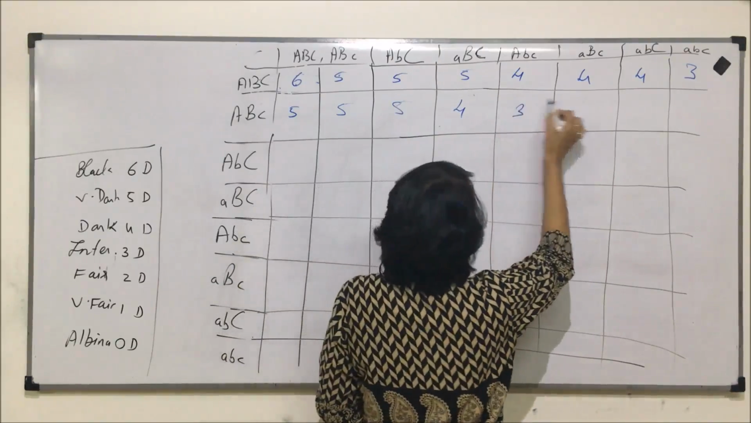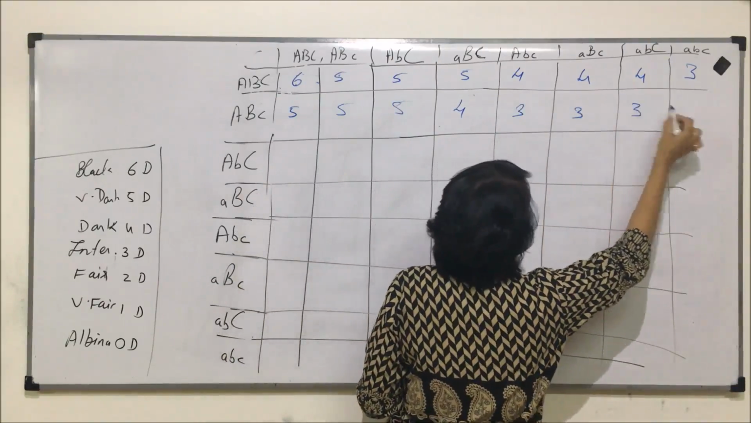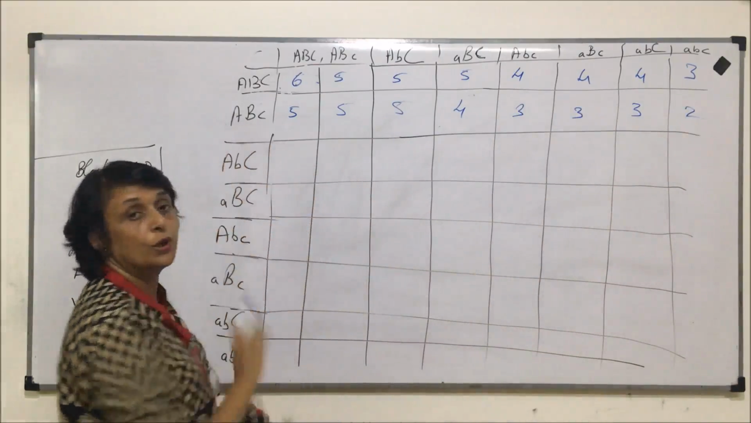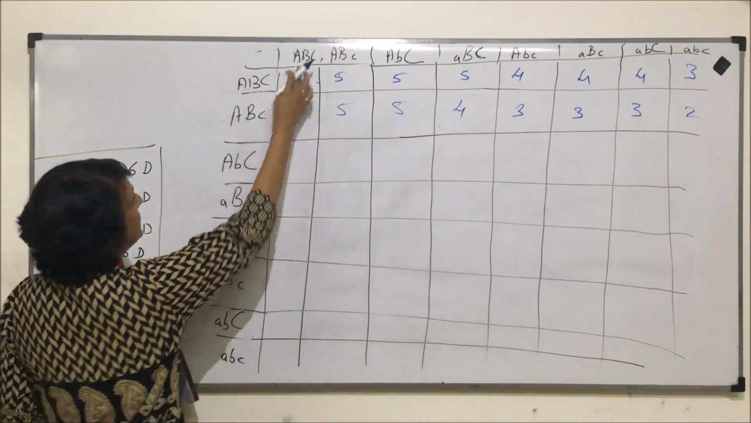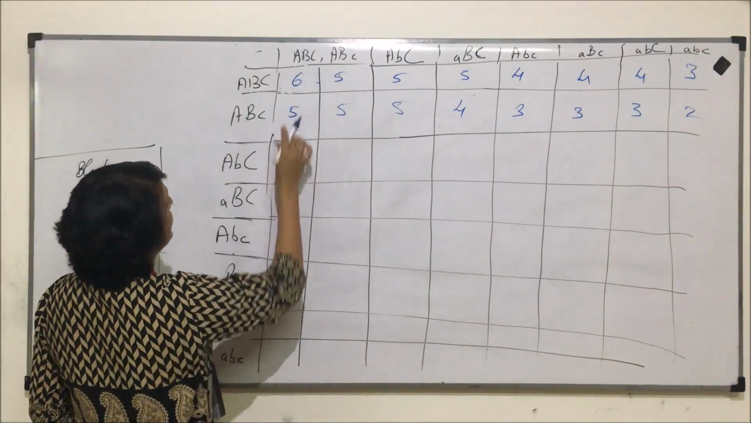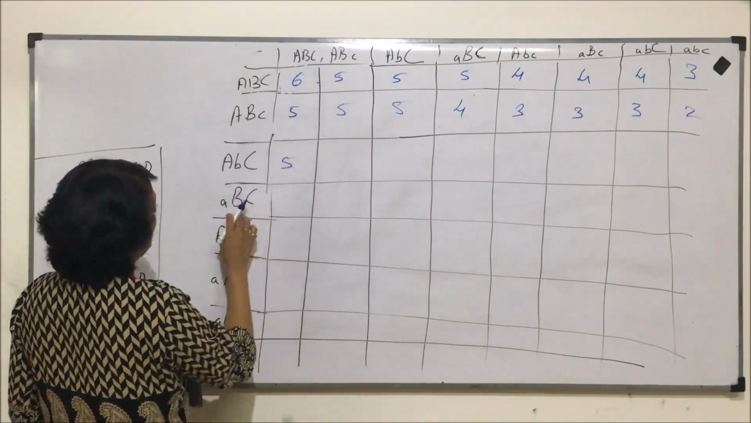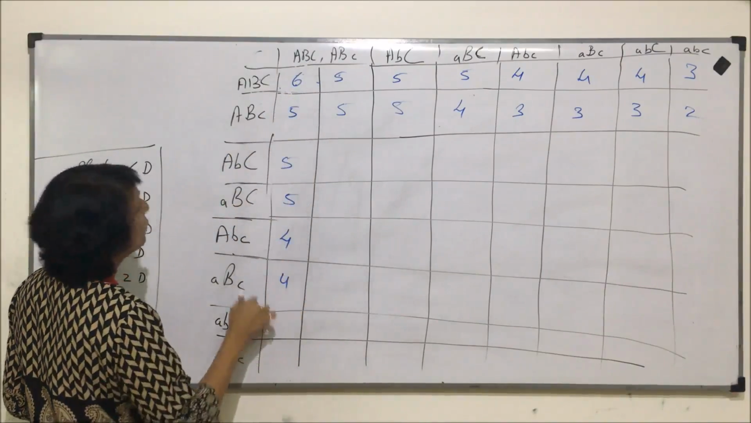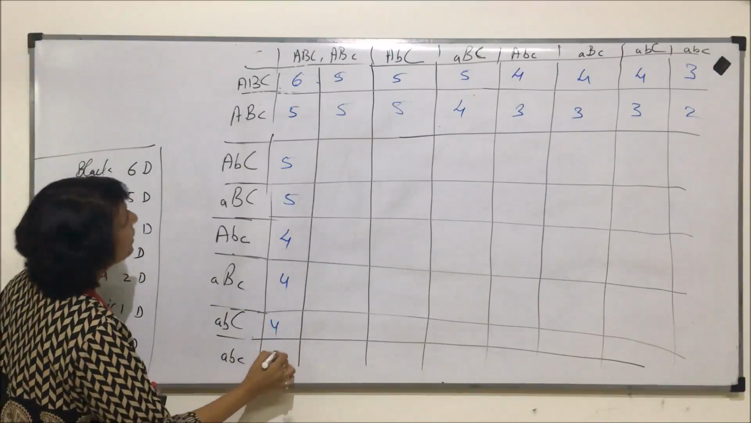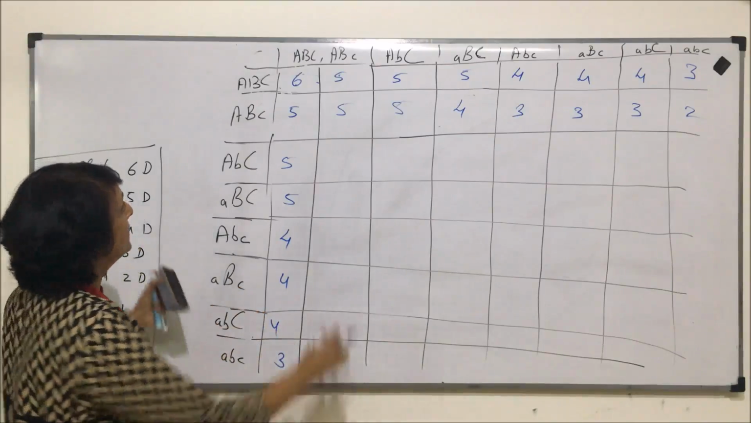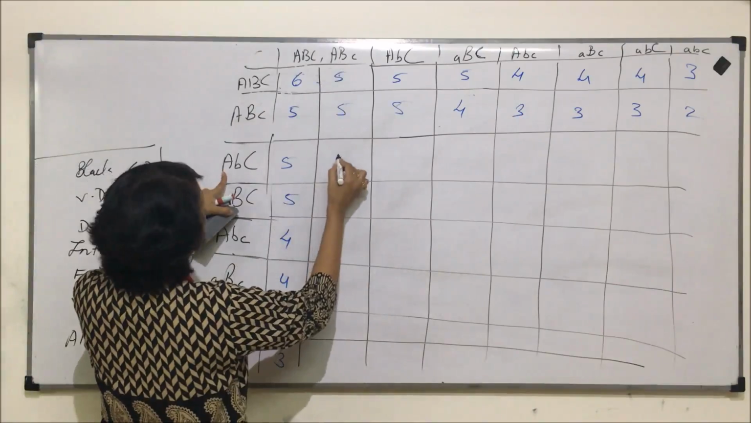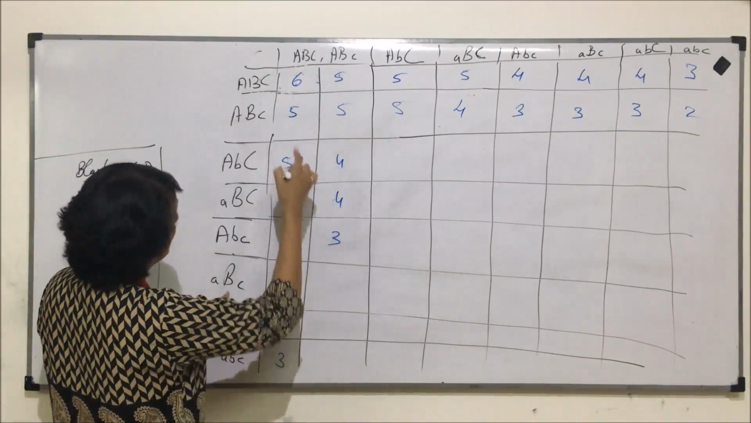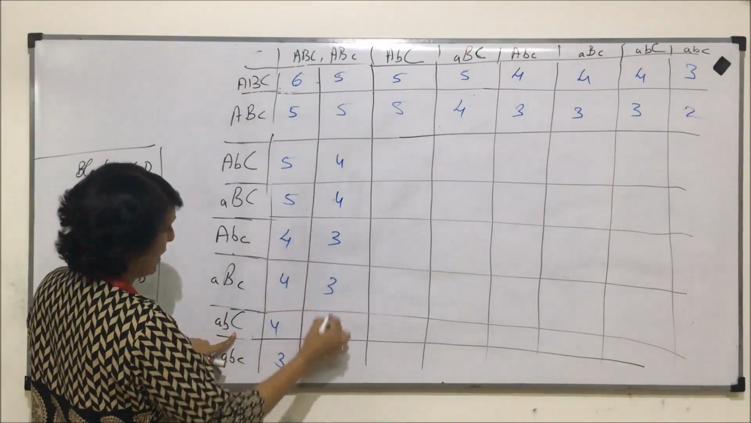This will be 3, 3, 3 and 2, because here we are talking of only 2 dominant. In this case, 3 plus 2, 5. 3 plus 1, 4. 3 plus 1, 4 and only 3. In this case, 2 and 2, 4. 2 and 1, 3.